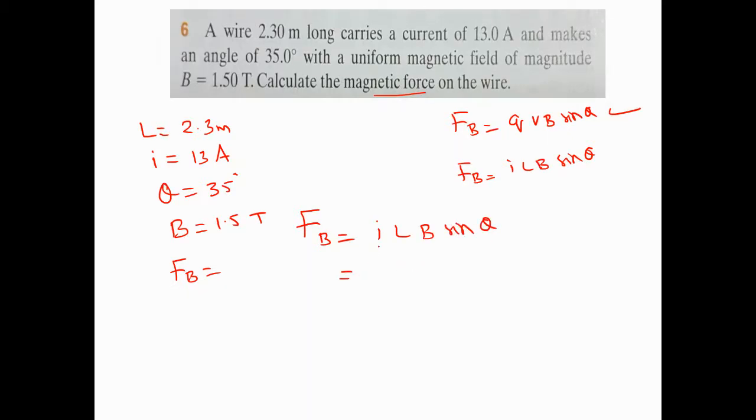So take your calculator, my dear. Let's check the answer. Current value is 13 ampere multiplied by the length, 2.3 meter wire, and then the uniform magnetic field, 1.5 Tesla, multiplied by sine theta. Theta here is 35 degrees. When you multiply all these things, you will get the answer. And what's the unit for the force, my dear? Newton. Good. Could you please tell me the answer? Minus 19.20. Really? Is there any force with a negative value, my dear? Yes, because it's a vector.